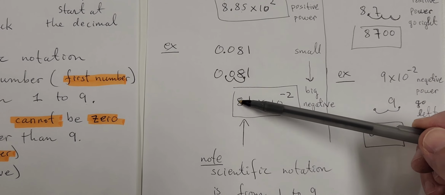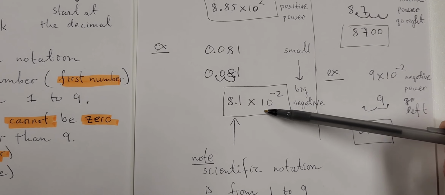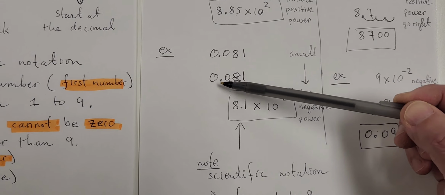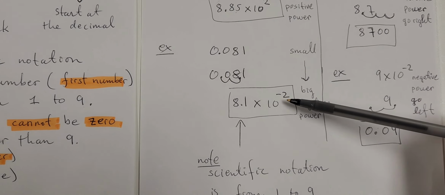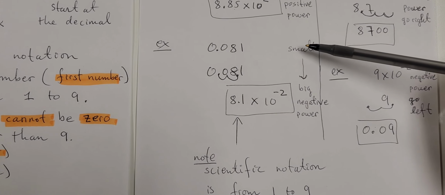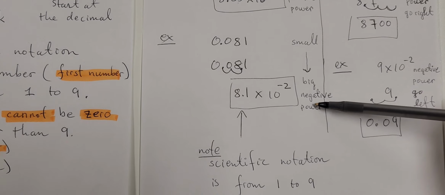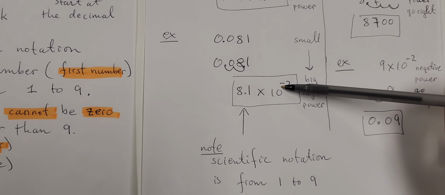So our answer is 8.1 times 10. Again, this is by default, and we moved 2 times, so there's my 2. However, where did the negative come from? We went from a small number to a big number, so therefore our power is negative.